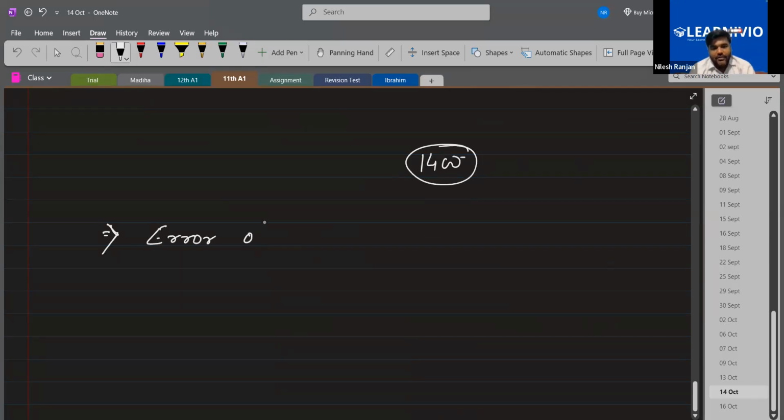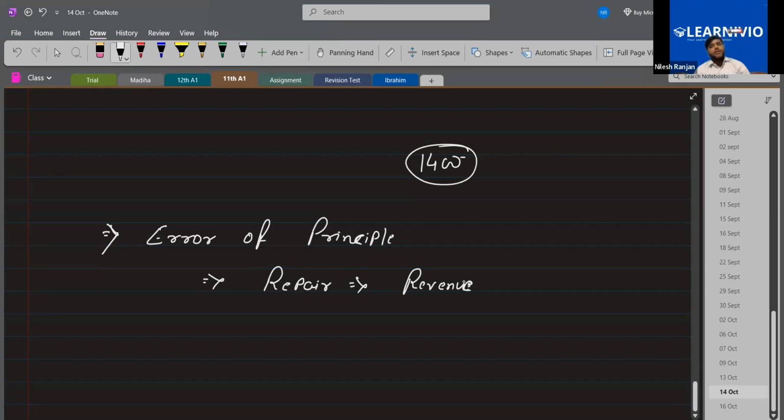Okay, so the third one is error of principle. Now, what is error of principle? It means an error of rules, that you have made a mistake according to a rule which is wrong. There is no amount error, there is no omission error, there is a rule broken. Let's say there is an expense of repair. So it is general repair. Now, a repair is a revenue nature expenditure. Revenue nature means it is not any asset. It is a simple expense. So it should be written in a repair account separately.